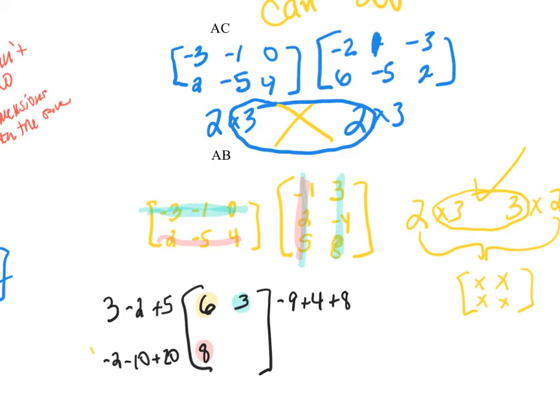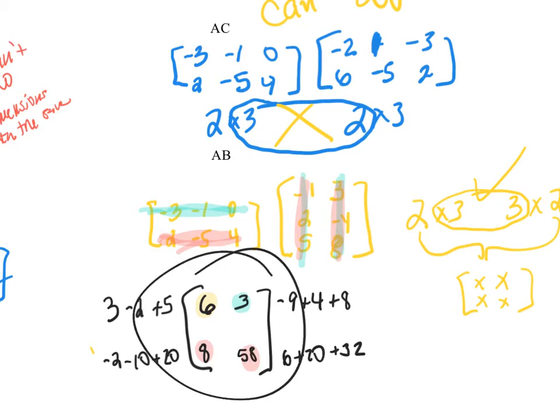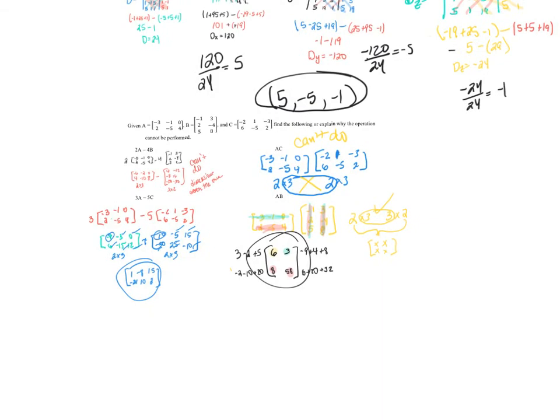And now we say second row, second column. That's going to give me that piece right there. Again, 2 times 3, 6. Negative 5 times negative 4, positive 20. 4 times 8, 32. All right, so 6 plus 20 is 26, plus 32, and then I got 58. So there's your answer.